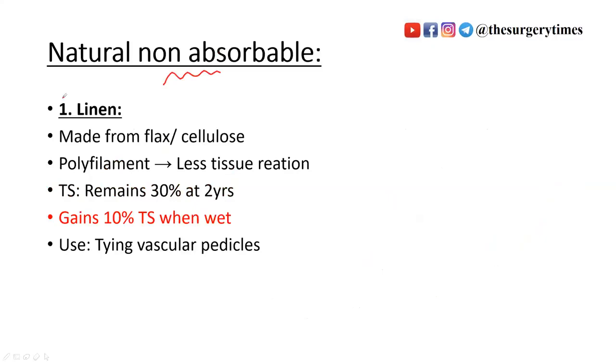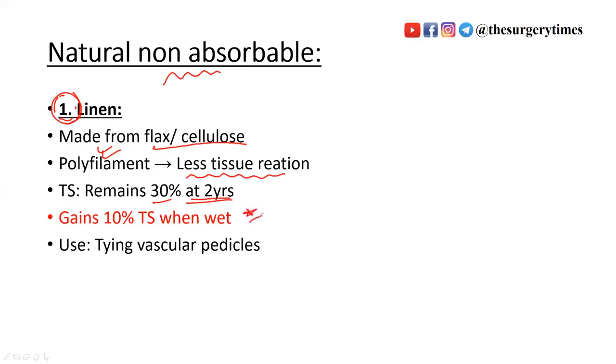So first one we will discuss is linen. It is derived from flax or cellulose, and it is polyfilament, but comparatively has less tissue reaction. Tensile strength remains 30% at 2 years also. And this one is important.